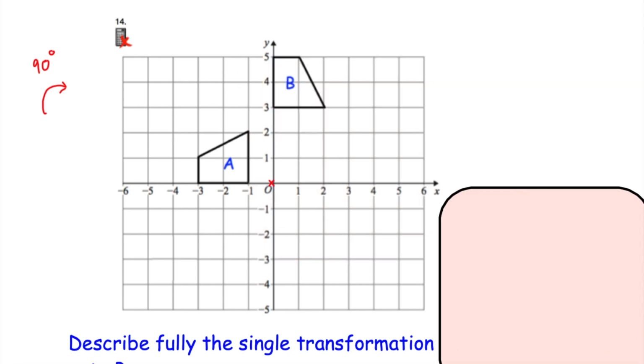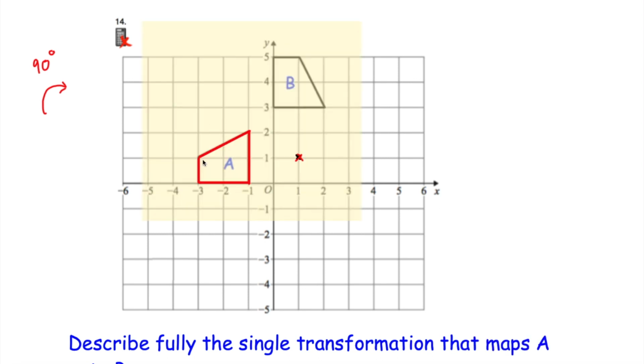Okay, so it's not the origin, so let's try a different point. Let's try the point 1, 1. So let's get our tracing paper, and we've now got the center of rotation 1, 1, and we're going to rotate the shape A 90 degrees clockwise about 1, 1, and see if it lands on top of B.